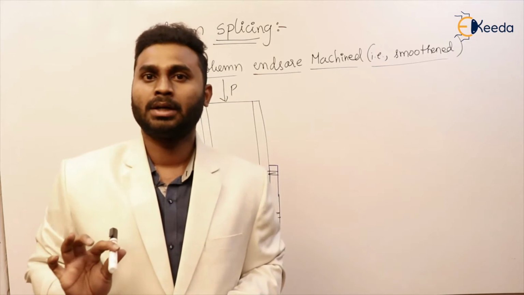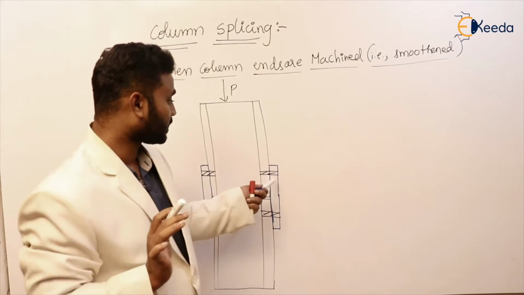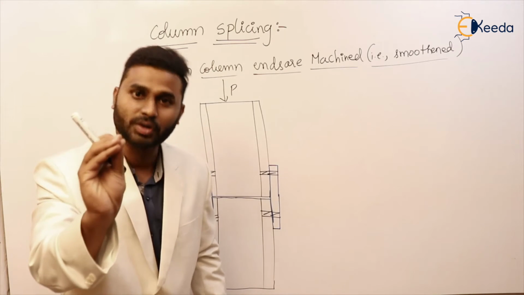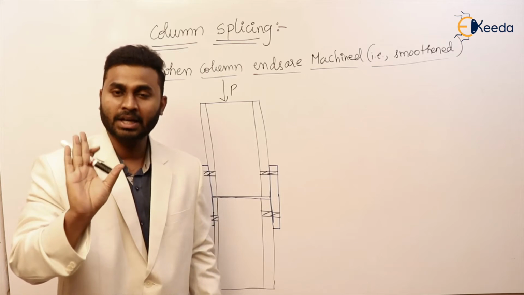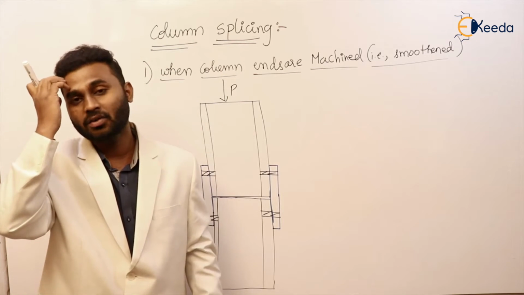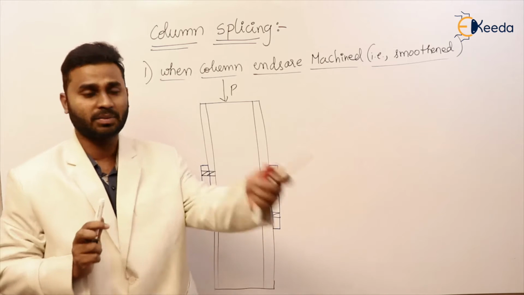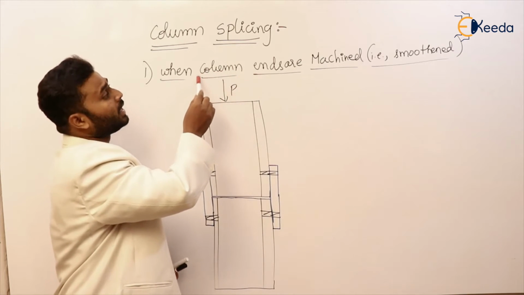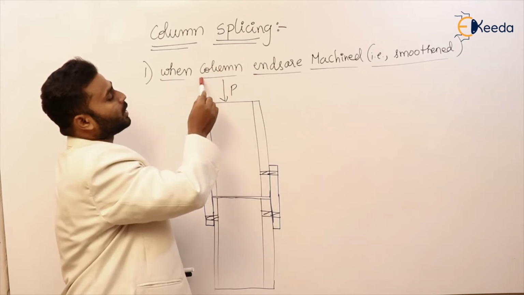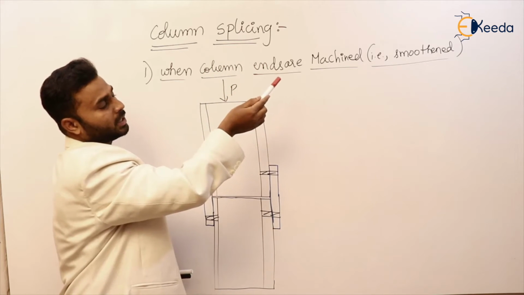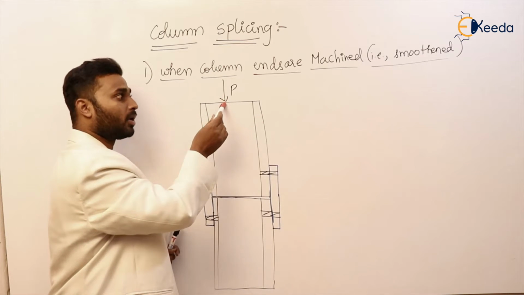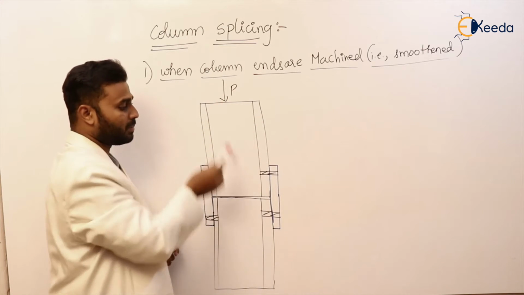But we have to design these connections or not. Agree or not? So for designing we require some force. So for that we are going to make an assumption. What is that assumption? We are going to assume this load P. Strictly speaking, in a column when the ends are completely machined or smooth, the total load from the upper column is transferred to the bottom column just by bearing action.